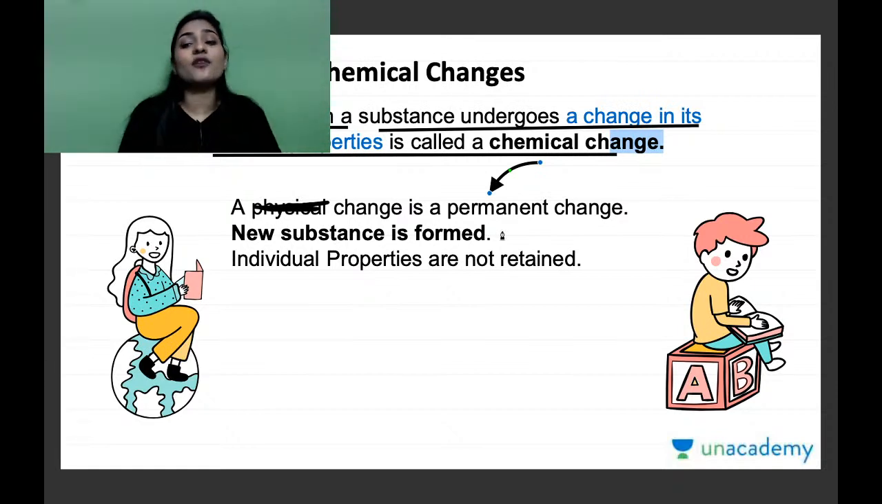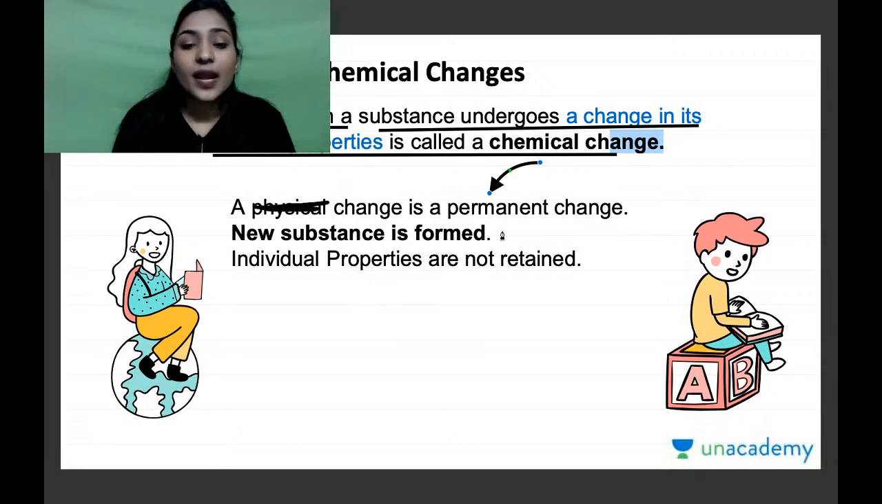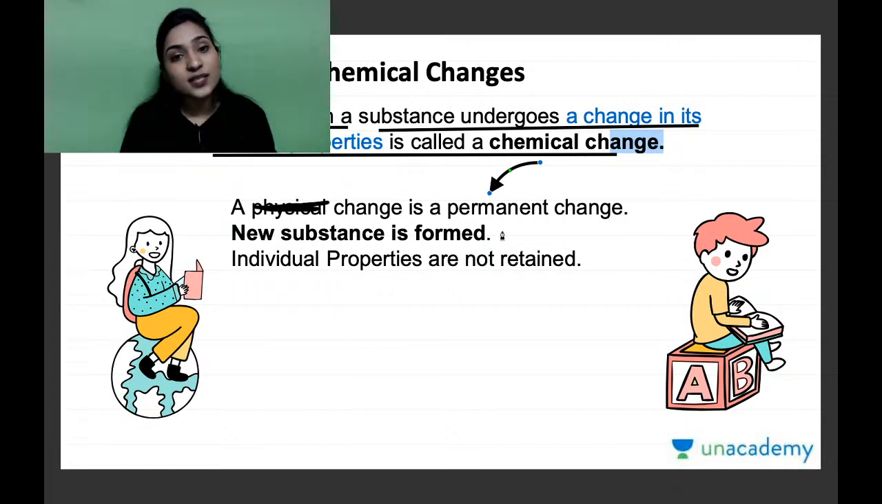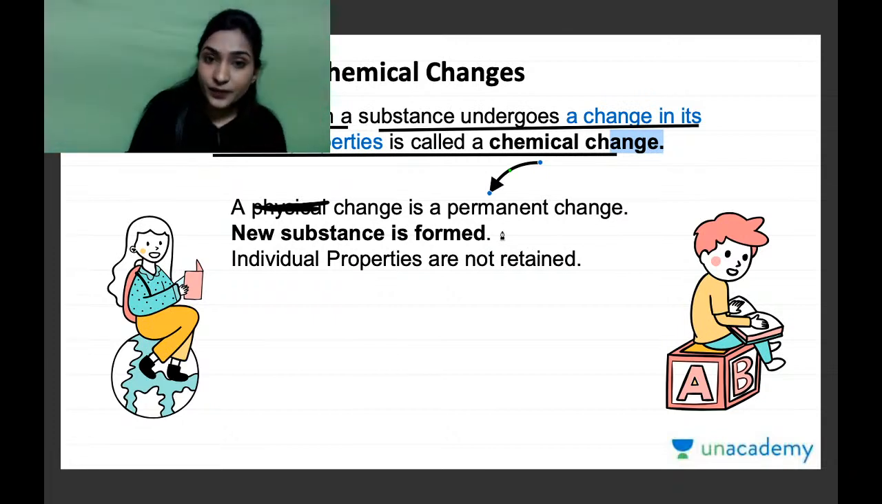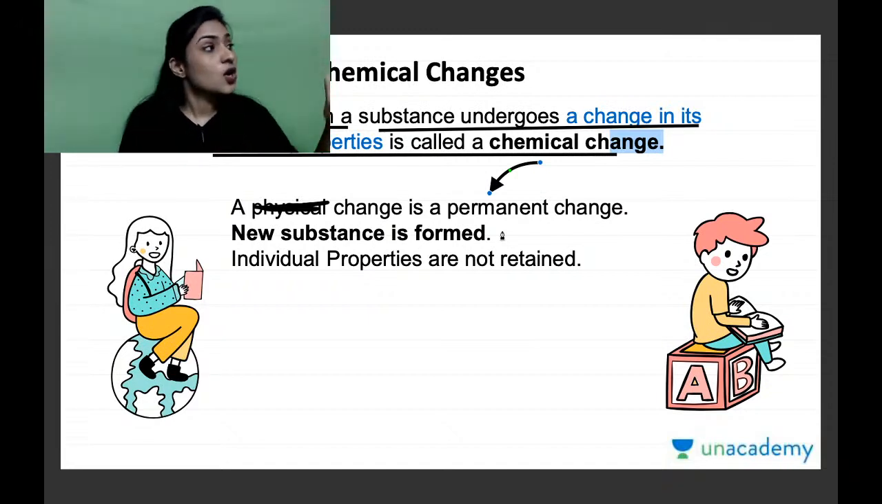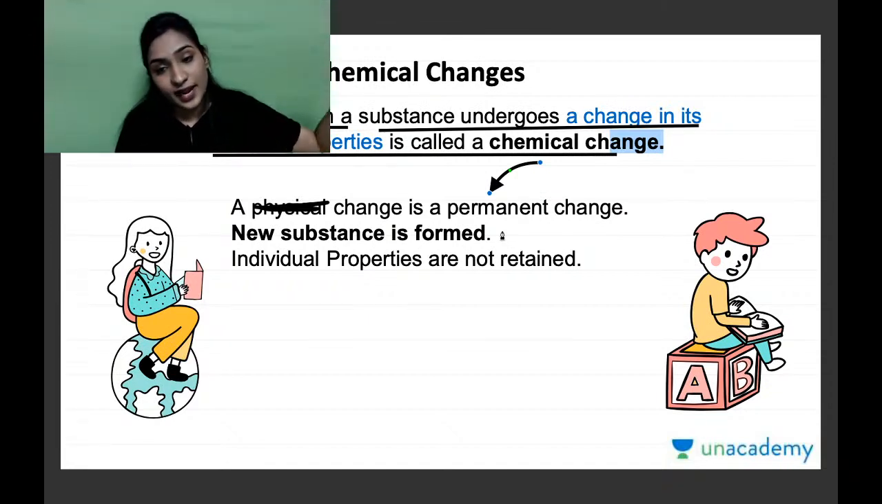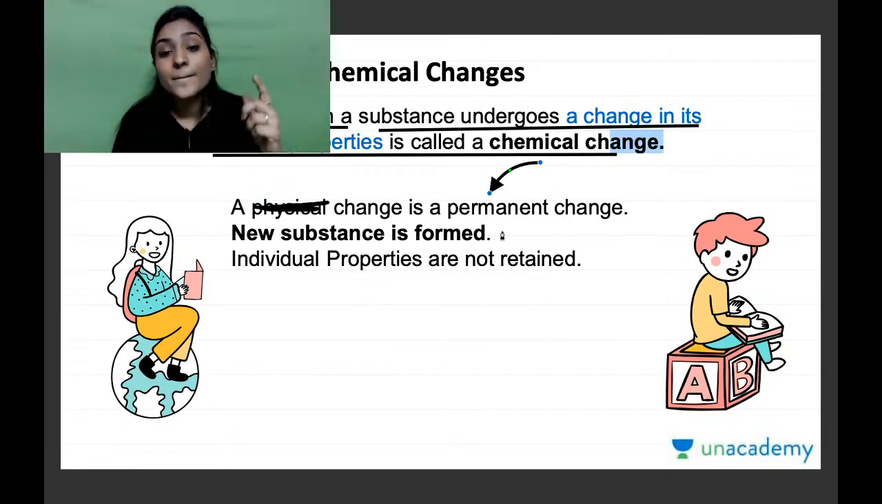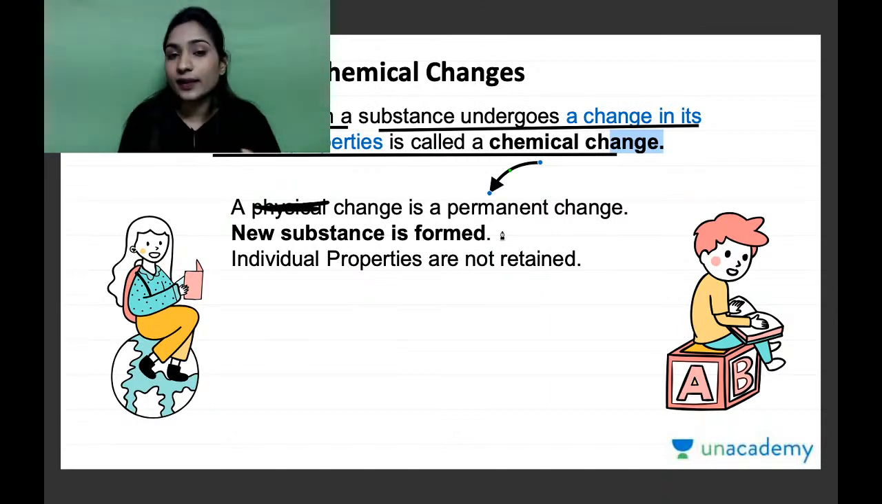What about physical change? क्या physical change एक permanent change है? नहीं. Physical change तो temporary change है because it is reversible. Remember physical change के बारे में हमने पढ़ा था कि it is reversible. Switching on the light, switching off the light, reversible change है. But chemical change permanent change है. आप इसको दोबारा ठीक नहीं कर सकते.